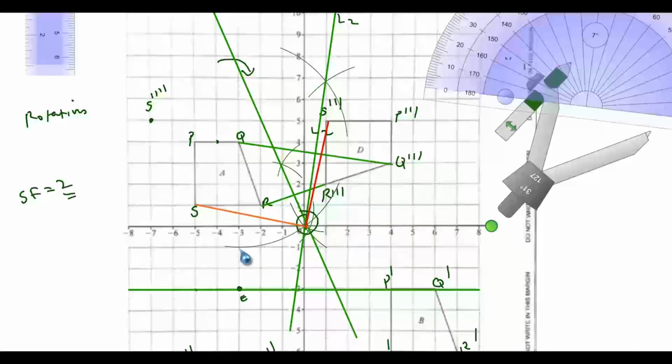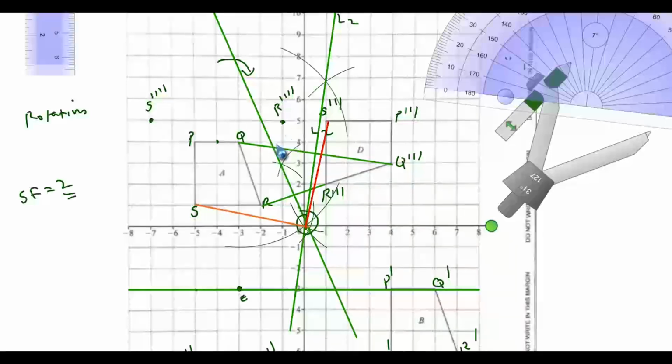Another one, let's count this. 1, 2, 3, 4. Okay, let's count again: 1, 2, 3, 4, 1. If we double it, that means we have to repeat the same thing again: 1, 2, 3, 4, and 1. It will be here. So that would be point R prime, prime, prime, prime. That is x equals -1, then y equals 5.